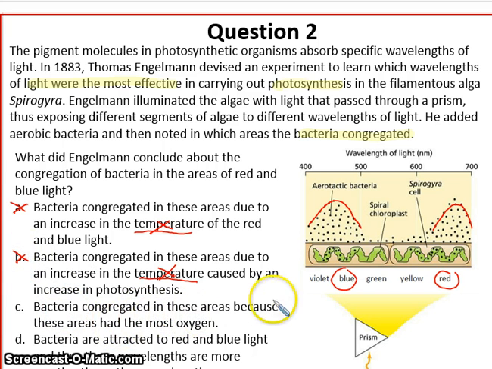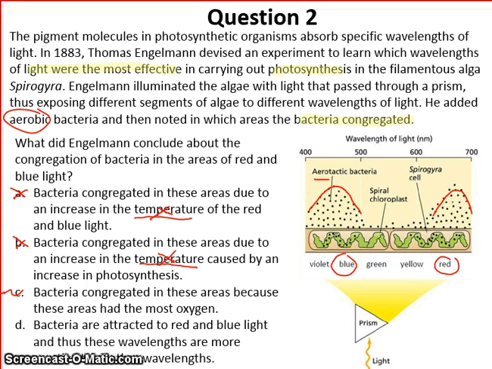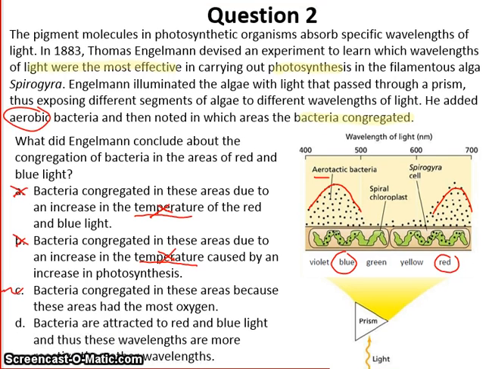Bacteria congregate in these areas because these areas have the most oxygen. The keyword here is that they are aerobic bacteria, consuming oxygen, and I do think it would be safe to say that if they're aerobic bacteria, there's probably high amounts of oxygen. I'm going to say maybe. Let's look at C or D. Bacteria are attracted to red and blue light, and thus the wavelengths are more reactive than other wavelengths.